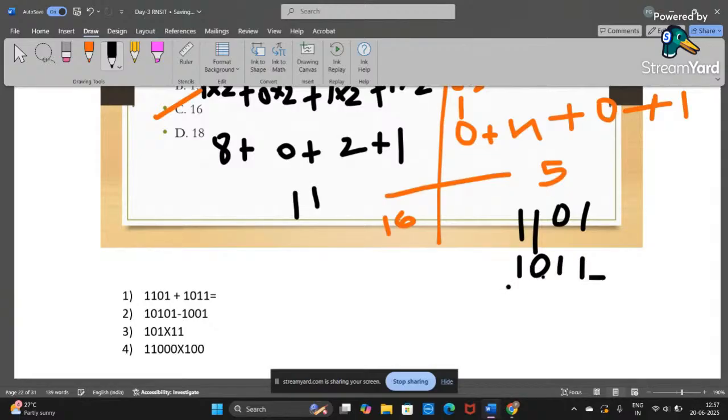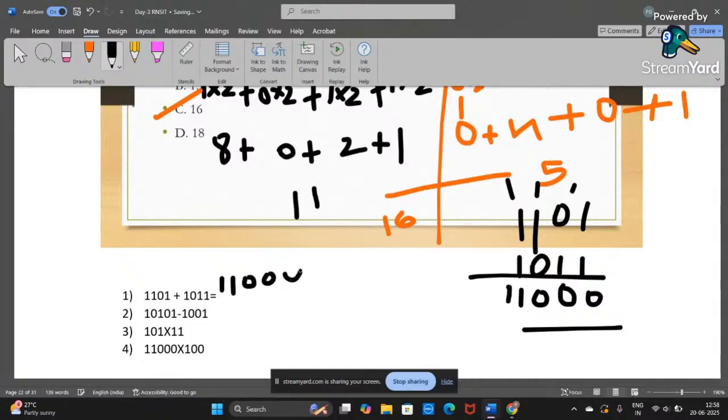So what we have to do? We have to add 1 plus 1, it is 10. We are writing 0 here, 1 will be carried forward. 1 plus 1, again it is 10. We are writing 0 here, 1 will be carried forward. 1 plus 1, again it is 10. We will write 0 here, 1 will be carried forward. 1 plus 1, it is 10. 10 plus 1, it is 11. We are writing 1 here, 1 will be carried forward, but there is no other number, so you'll write 1 here itself. So the answer is 11000.